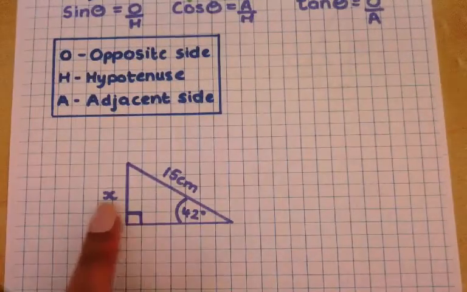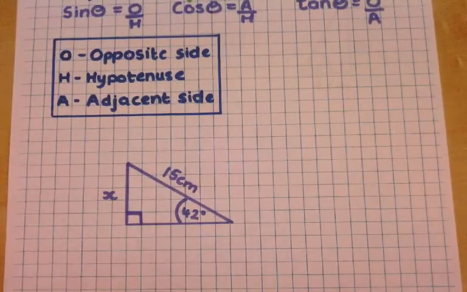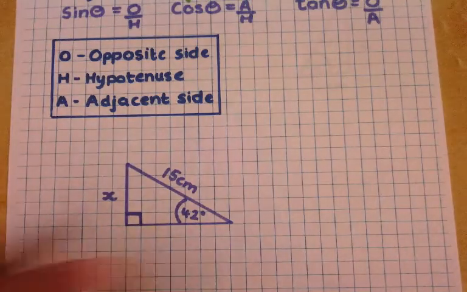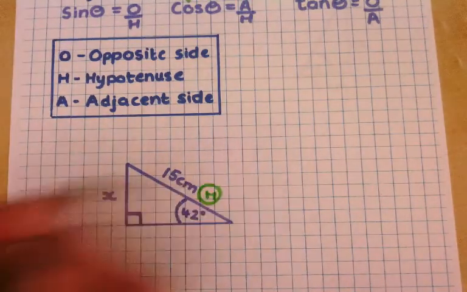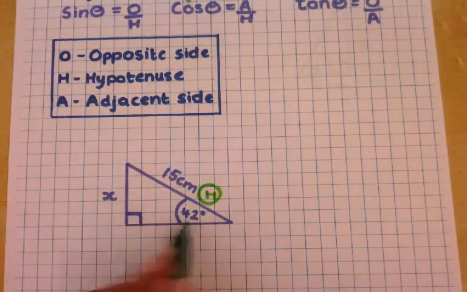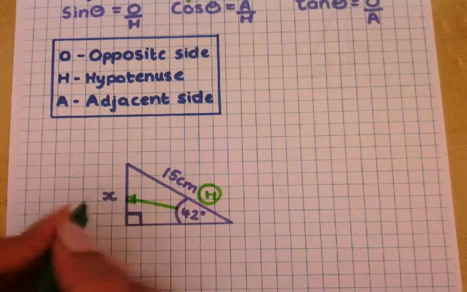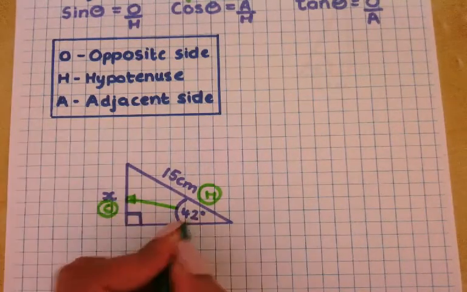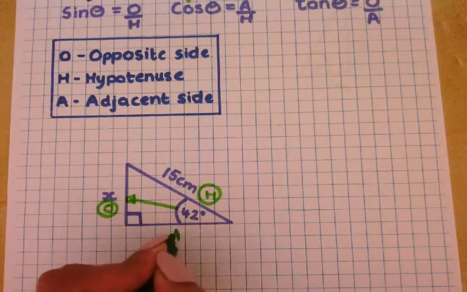So I'm looking for this side x here, and the first thing I'm going to do is label the sides. So the first one I'm going to label is a hypotenuse. It's opposite the right angle. When you're labeling the other two, you're looking relative to 42. So this side with the x sign is opposite that 42, and this side is next to the 42.